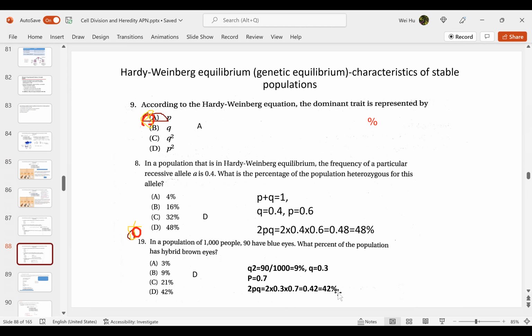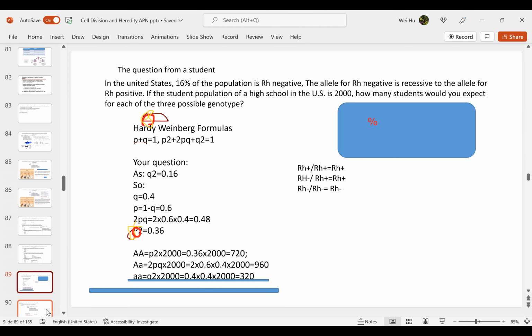So the tricky part for this one is they didn't give you a percentage. They gave you an actual number. So you have to convert this actual number to the percentage. Okay? So you have a lot of questions in your lecture notes. You can practice by yourself. Okay? So if you do have problem, we can talk about this one again.